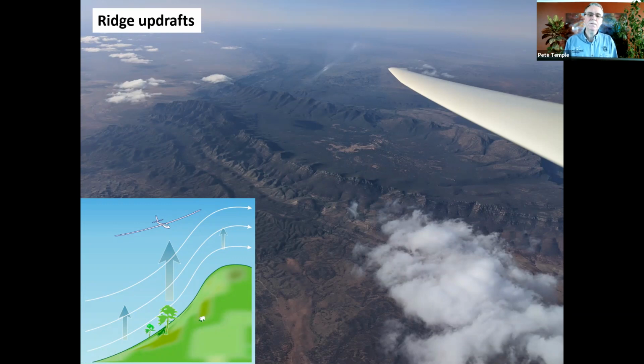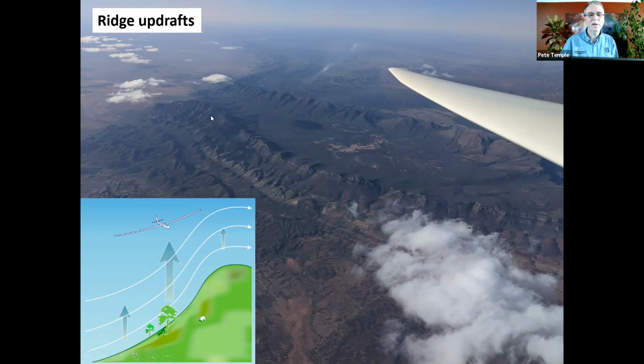It's in the mid-north. No, it's not in the mid-north. It's in the Flinders Ranges in South Australia. And the mountains in the background there are actually Wilpena Pound. Now, this wasn't taken on the flight on 27th November. It was actually taken last September, but it shows you a couple of things.